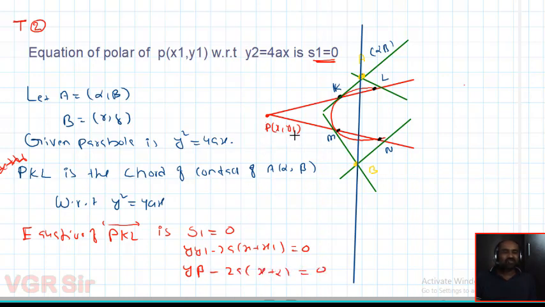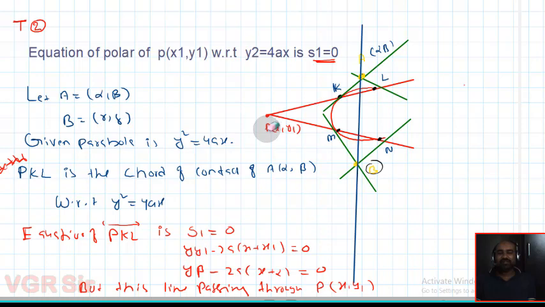But this line, the chord PKL, is passing through P(x1, y1) only, no? What is the meaning of that? Instead of x you need to write x1, instead of y you write y1. So y1 beta minus 2a times (x1 plus alpha) equal to 0. Now I can call this equation number 1.